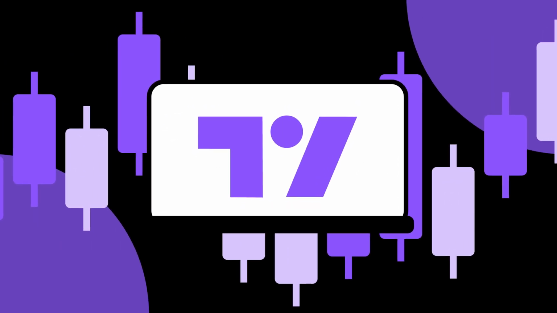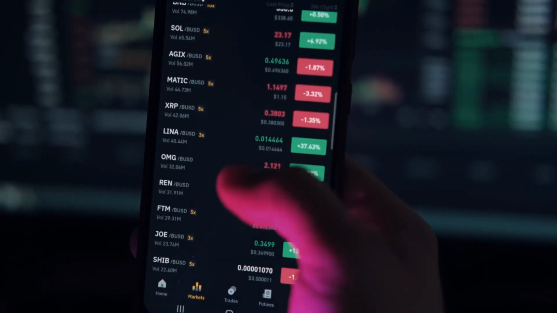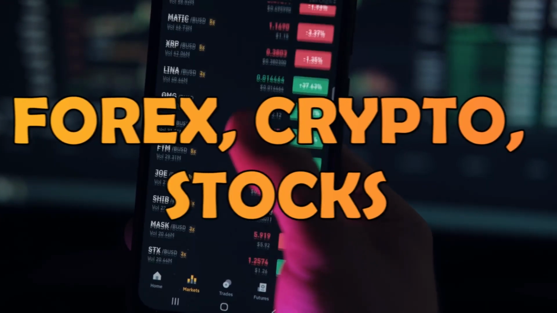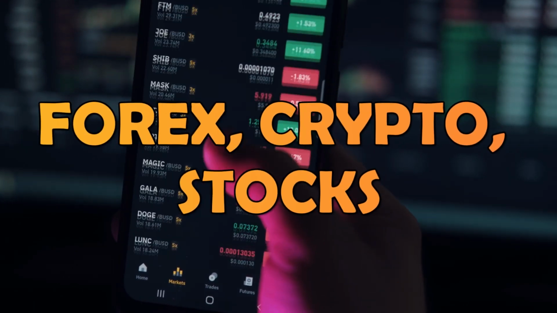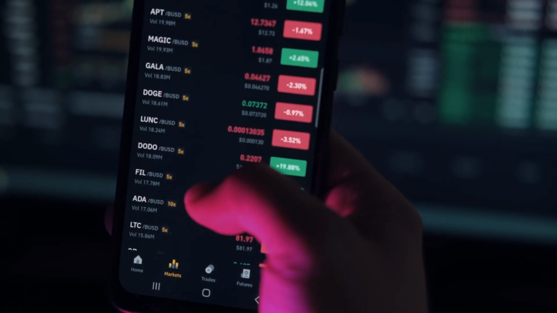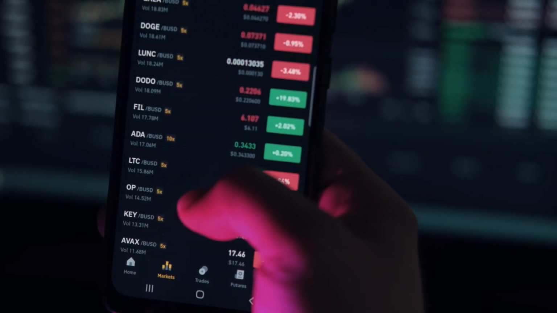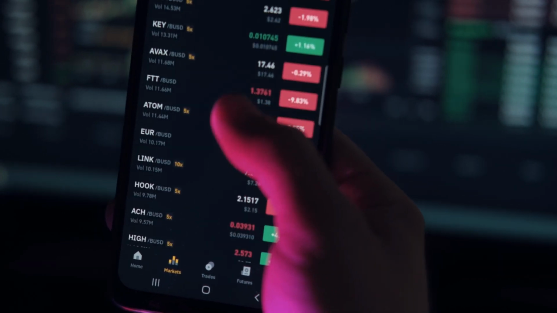Here comes the best part. You get to choose any asset you want to explore. Maybe you're into Forex, crypto, or stocks. The choice is all yours. The cool thing about this method is that it works for any type of asset, so pick the one that catches your eye today. And hey, feel free to switch it up. You can always try a new asset later.